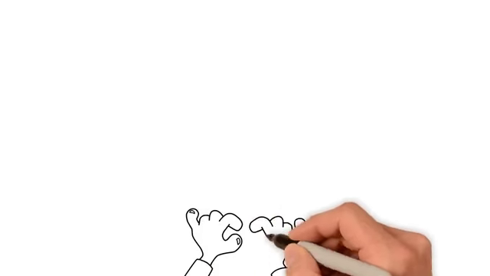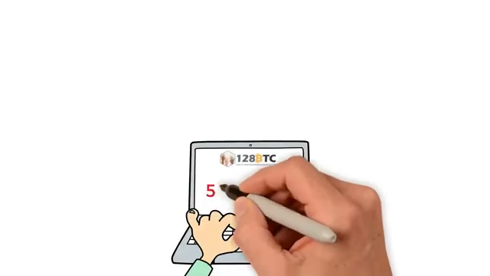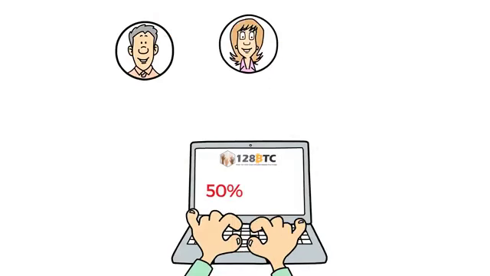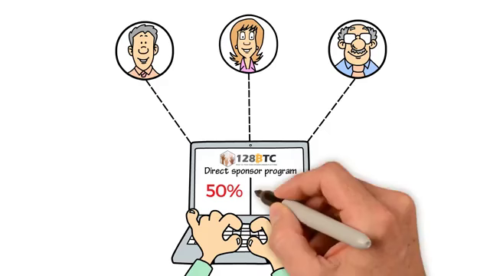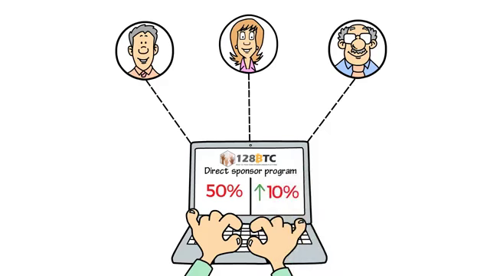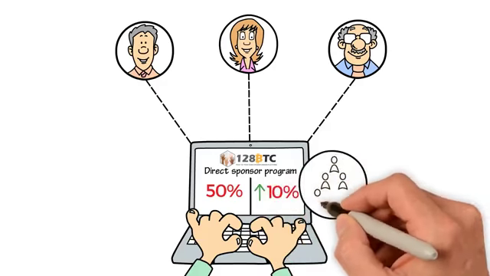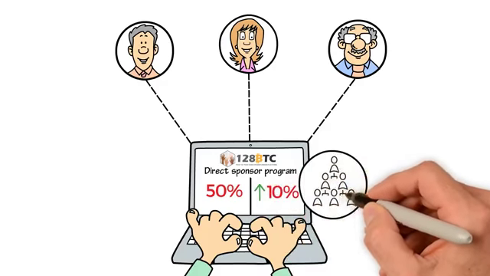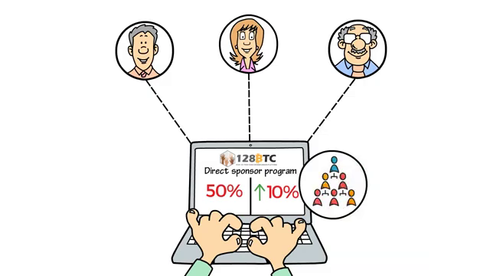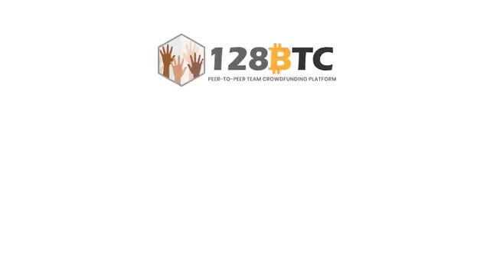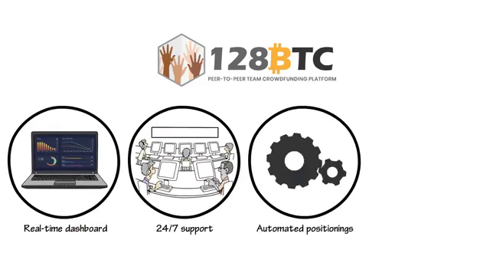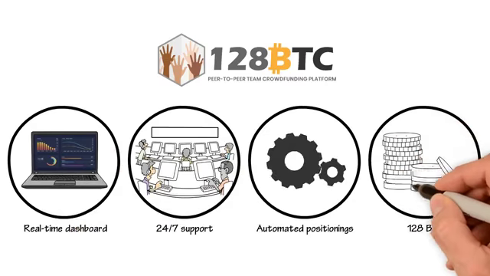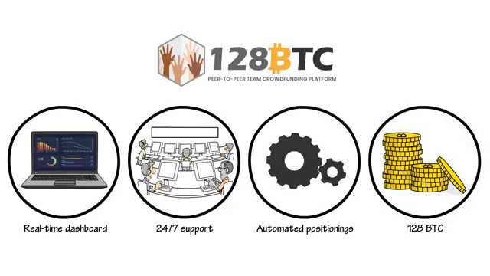In addition to this, you will continue to get a straight 50% of every single person you place directly after your two direct referrals through the direct sponsor program, while you also get 10% when anyone within 5 levels below you refers someone after their 2 referrals through team upline level income. That's the 2-in-1 power of the system. And not only this, you get a real-time dashboard, 24/7 support, automated positionings, and, of course, 128 BTC.